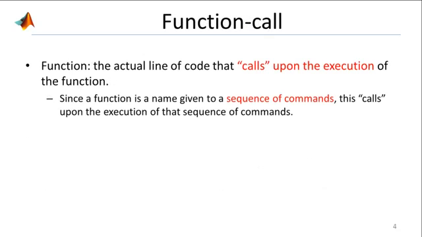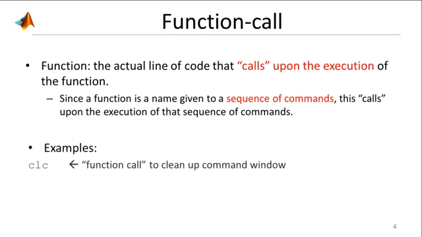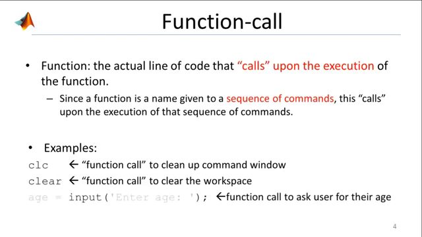The function call is actually the most important part. It's the actual line of code that calls upon the execution of the function. Remember that a function is nothing but a name to a sequence of commands. That sequence of commands is hidden behind the scenes, but it's a keyword that we're going to reuse over and over again. So we call upon the execution just by writing the keyword. For example, CLC is the function call to clean up the command window. Clear is the function call to clear the workspace. Input is the function call to ask the user for their age.